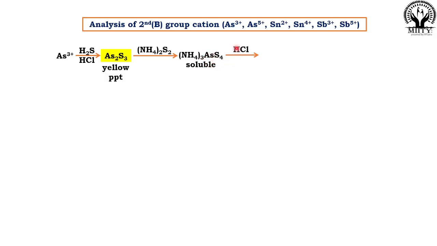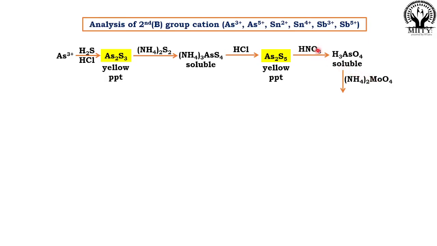When we add HCl, it again forms a yellow precipitate of As2S5. Here the arsenic oxidation state is +5. It is also a precipitate. To this, if I add HNO3, it dissolves and forms arsenic acid. To this arsenic acid, we add ammonium molybdate.